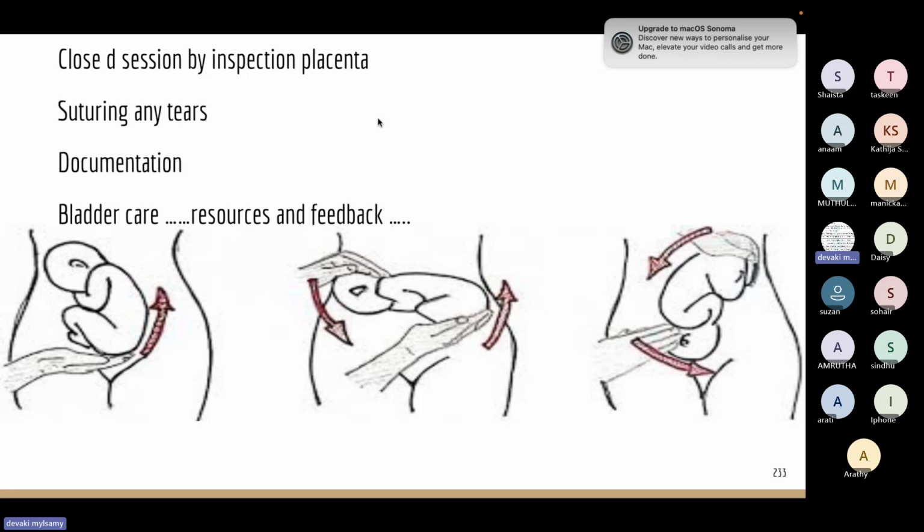Now close the session by inspection of placenta. Closing the session means you can ask about documentation, suturing any tear, inspection of placenta, and debriefing the patient. These all points can be considered in this case. And bladder care, resources and feedback.